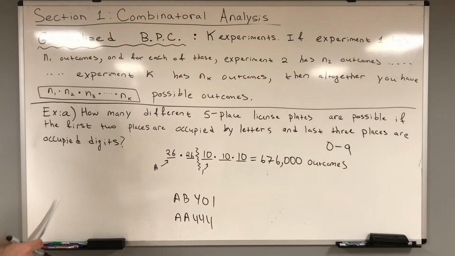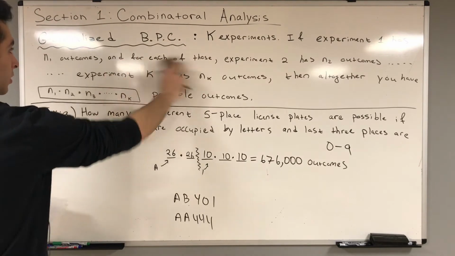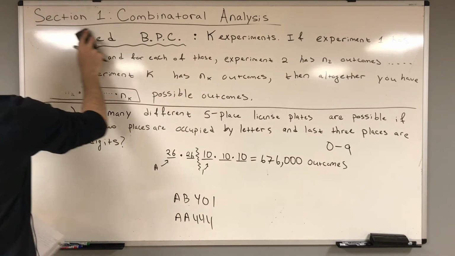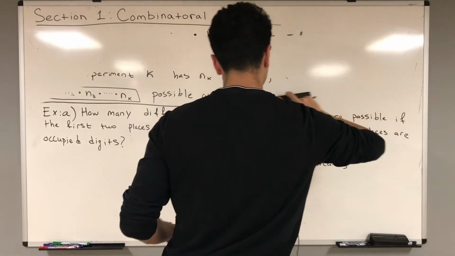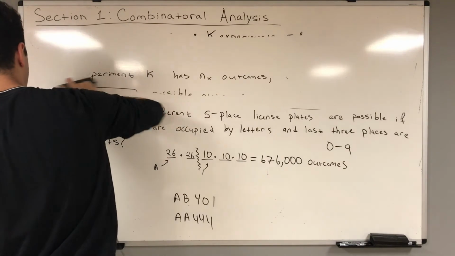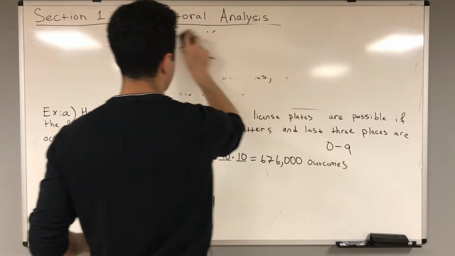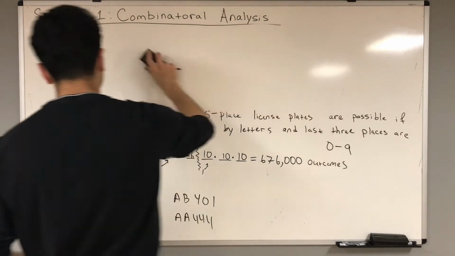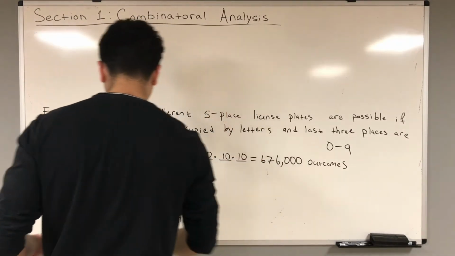So I did say this is a 2-part example, so here comes the second part, and I'll put it up here, so I'll erase this. So here we go. So remember, the generalized version basic principle of counting says, as long as we have a certain number of experiments, and each of those experiments have a certain number of outcomes, all you have to do is just multiply them together.